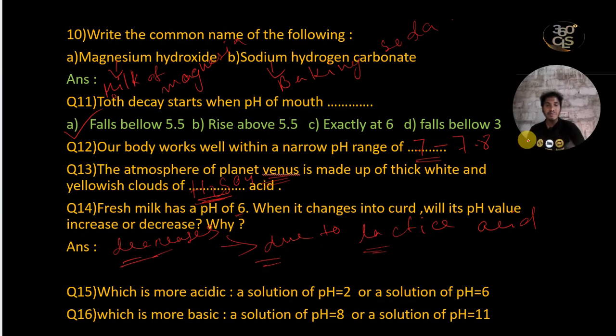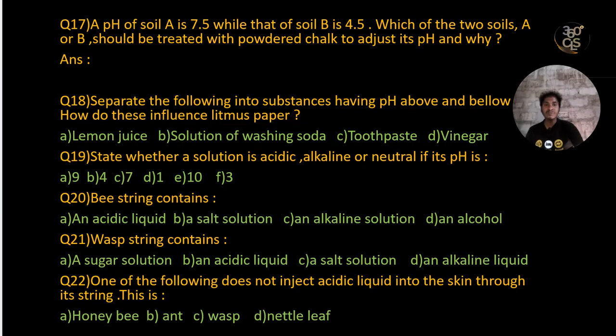Then the next problem is, which is more acidic? A solution of pH 2 or a solution of pH 6. As we know, if the pH is less, then acidic behavior is more. So more acidic means the lower pH value. So this is the right answer. Then which is more basic? If the pH value is more, then basic character will also be more. So pH 8 or 11? 11 is the right answer.